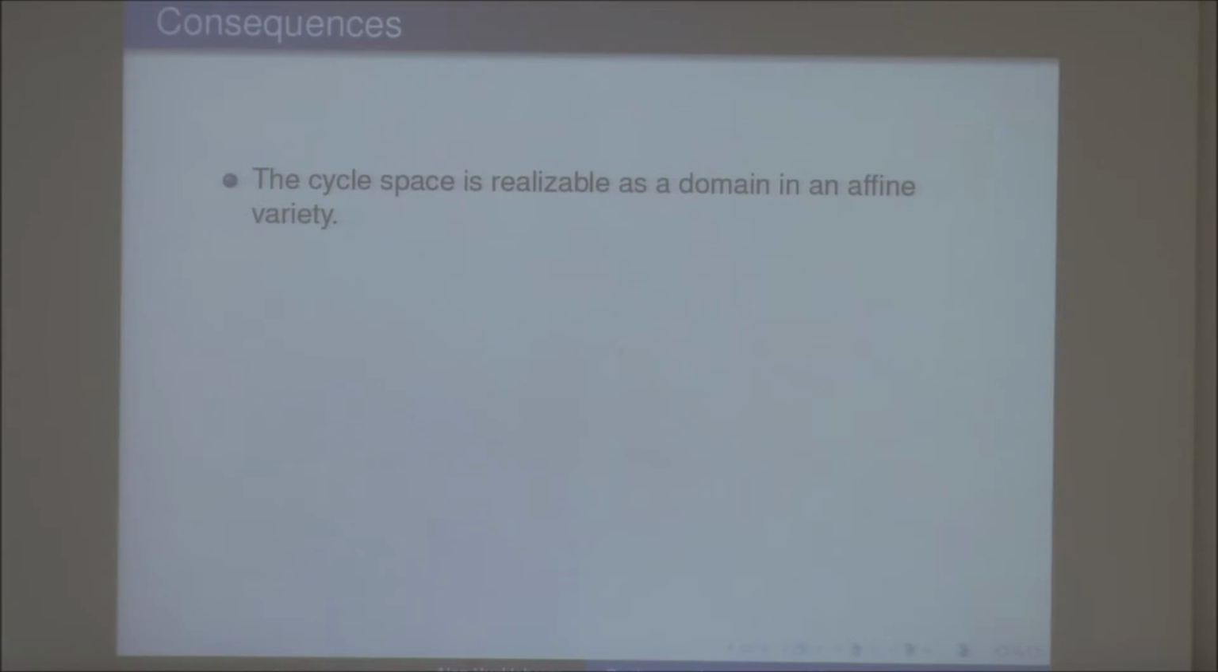So let me mention here, I'm too fast maybe, some consequences. The first consequence is that the cycle space is realizable as a domain in an affine variety, because it's the complement of an ample hyperplane. That's already very good. And many of us believe, and I can prove it in virtually every example, well, in all examples but just a few, that it is a Stein domain. Now, let me comment on that since I do have a few minutes.